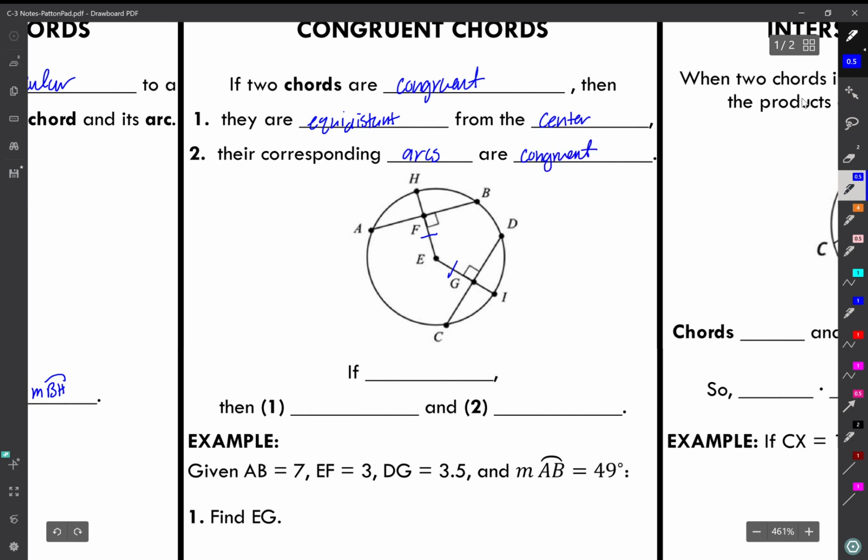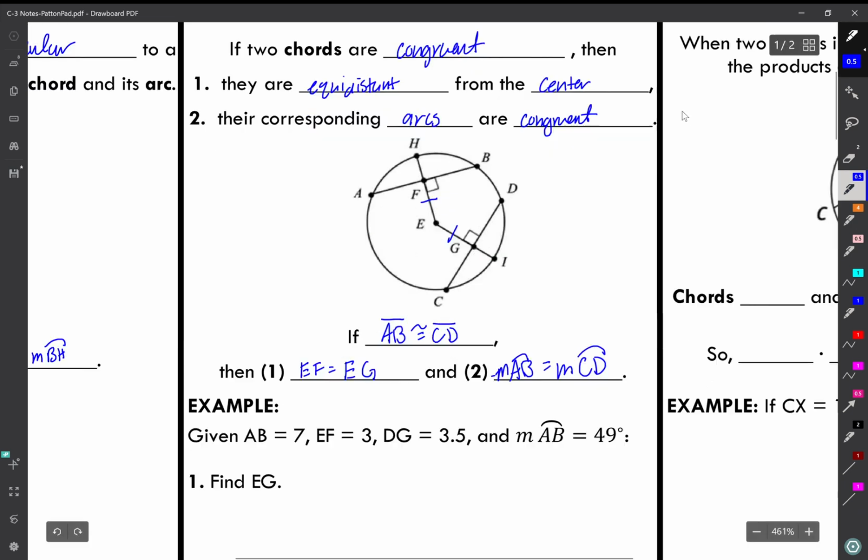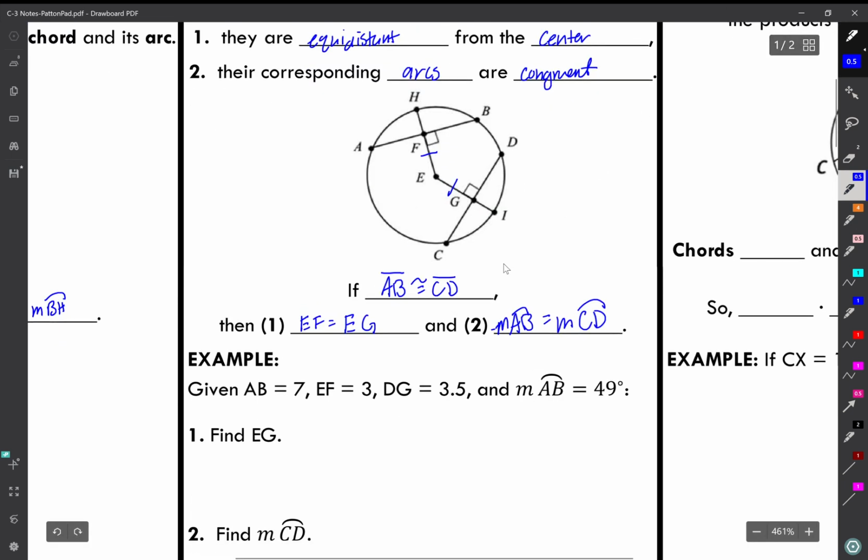Alright, so if we have that chord AB is congruent to chord CD, then first we know that those segments that are formed from the center to the chord will be the same length, or EF is equal to EG. Also, we'll know that the measure of arc AB is equal to the measure of arc CD, because the chords are congruent. So if the chords are congruent, the corresponding arcs are congruent, and they're equidistant from the center.